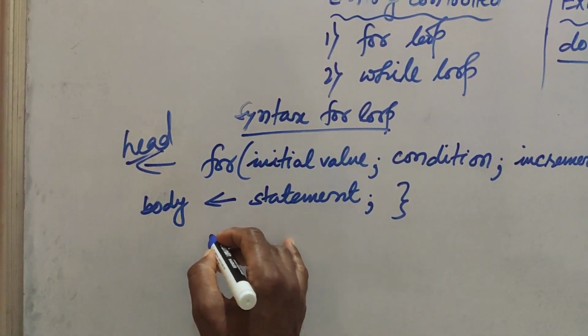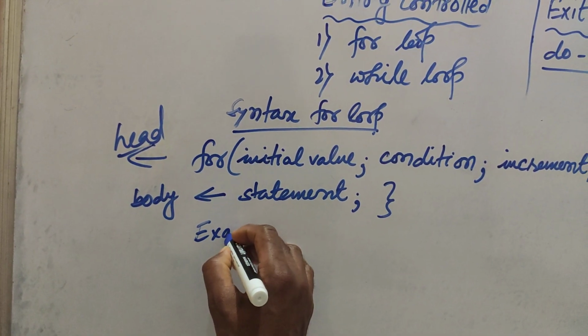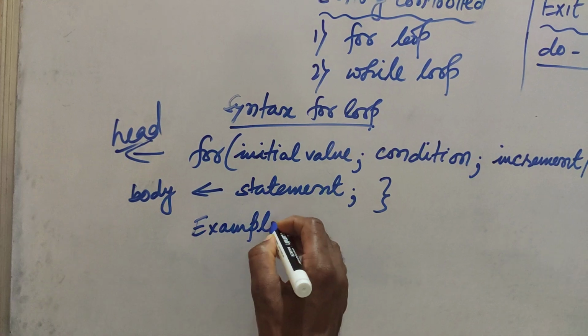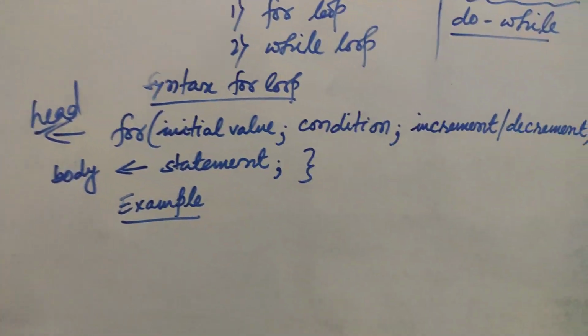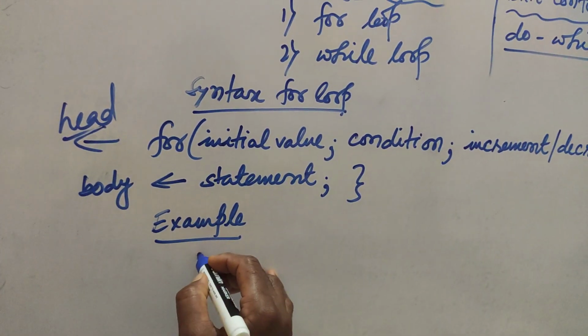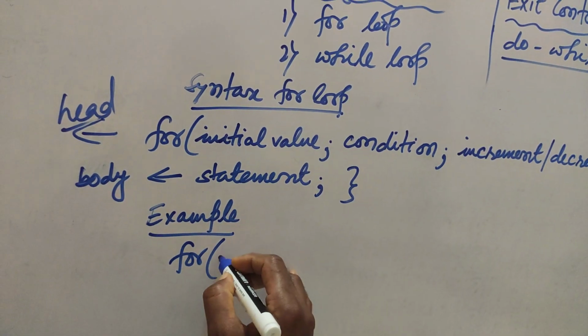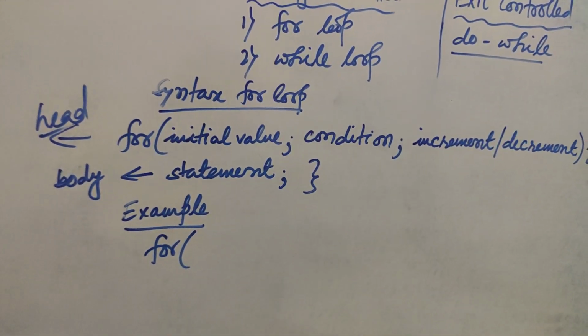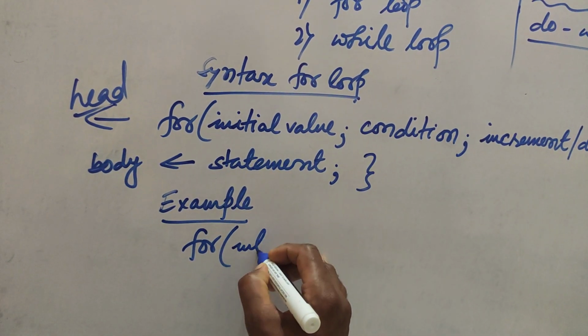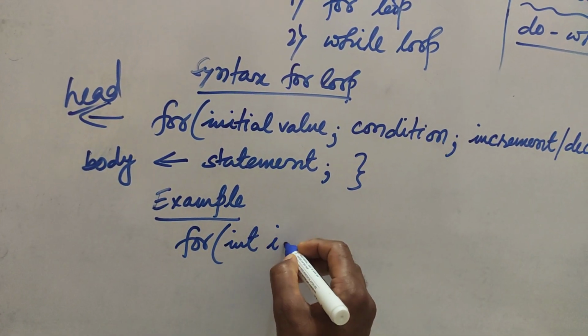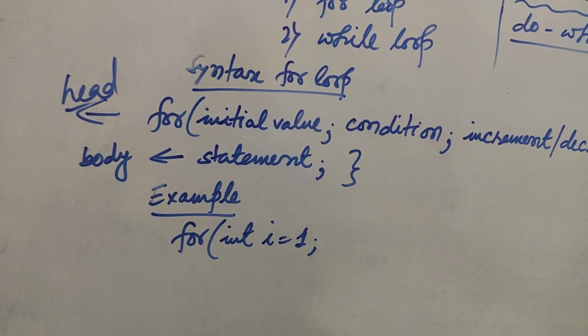Now see example of for loop. I said, if I want to display the word computer 10 times. For initial value, here we can declare int, suppose i equal to 1, this is the initial value.